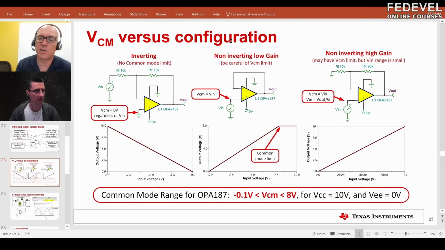So you do have to pay attention in a non-inverting configuration to the common mode. But if the gain is really high, it doesn't usually matter. The reason is that the output signal is divided by the gain at the input. So if the gain is 10, as is shown here, 90K divided by 10K plus 1, then the input signal will never be 8 volts. It's going to be between 0 and 1 volt, basically, to get 0 to 10 out. And so you're never going to reach that point. So the main case where you worry about this common mode is low gain non-inverting configurations.